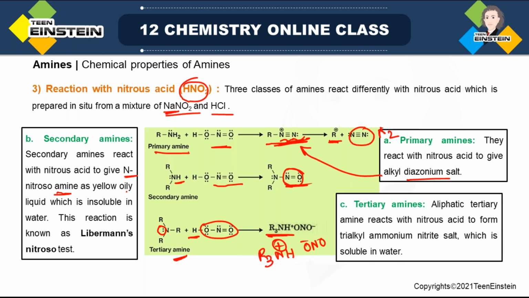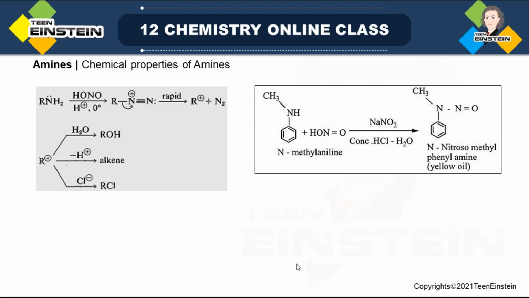It forms trialkyl ammonium nitrite salt. So it is salt because there is cationic part, anionic part, and as it is salt, that is why it is soluble in water. R3NH plus is the cationic part, and this is the anionic part, ONO minus. Now as they are behaving differently, look at this 1 degree amine.